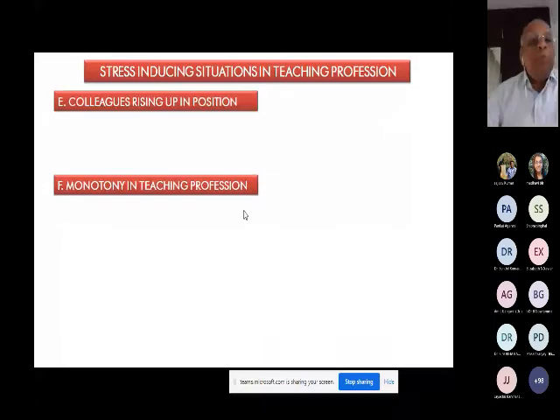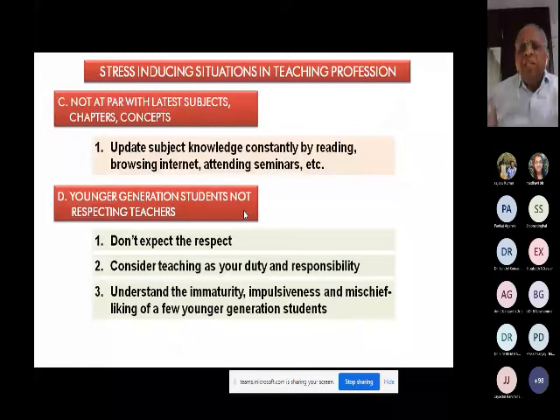Not being at par with the latest subjects and chapters. See, things are changing, so you need to be very contemporary. Update your subject knowledge constantly by reading, browsing the internet, attending seminars. Very nicely it is told, if you want to go back in the world, you need not walk back. You stay wherever you are. All others will go in front of you. You will automatically be at the back. So you need to be very updated.